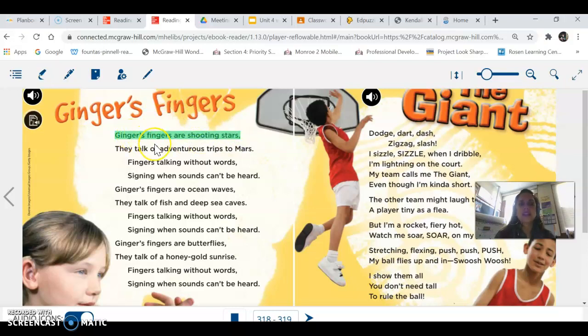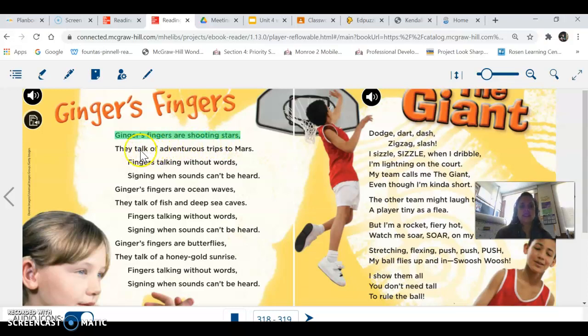What two things are being compared? Let's check your thinking. Ginger's fingers are being compared to shooting stars. What does that help you visualize? Well, shooting stars are really fast, so it must mean that Ginger's fingers move really quickly.